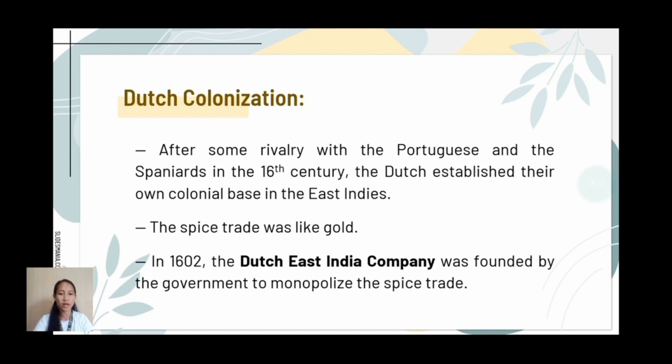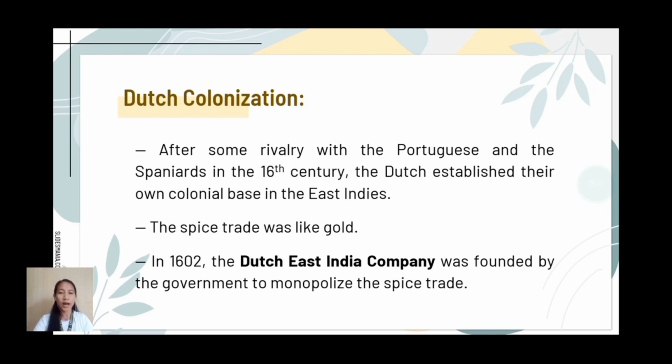Although the Philippines was a disappointment to the Spaniards, they went after the richer spice islands in the Moluccas, which is known as Indonesia in today's modern world, until they lost it to the Portuguese, then the Dutch. In 1602, the Dutch East India Company was founded by the government to monopolize the spice trade. It had the power to colonize, maintain armed forces, and make treaties with native rulers.